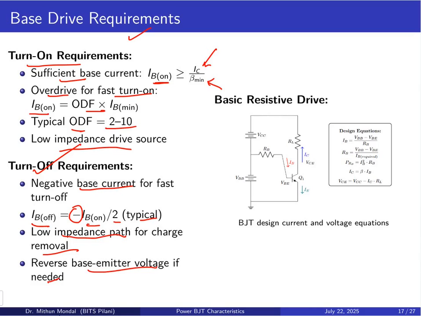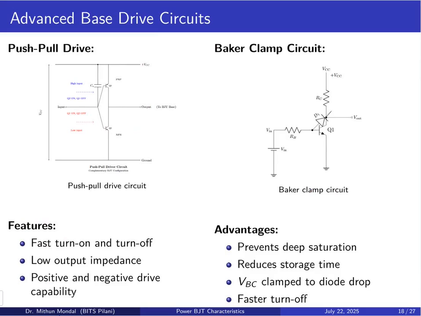So this is the base resistive drive network, where you have the transistor here and the sources are connected. All the important design equations of the base current, the base resistor, the power loss, collector current and collector to emitter voltage as per the KVL and KCL equations are shown here. There are also advanced base drive circuits in the form of push-pull drive or Baker clamp network. These are advanced circuits with certain features as well as advantages.